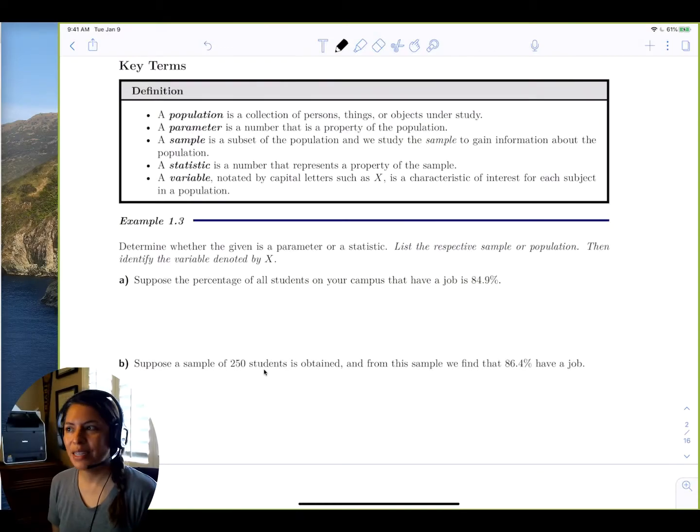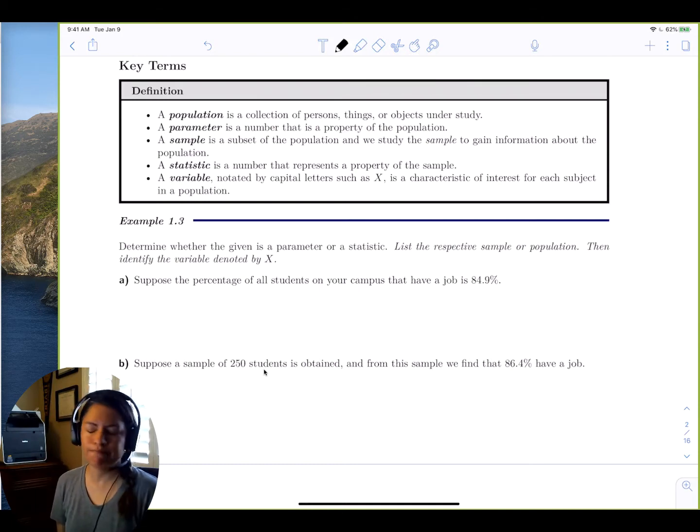Let's go ahead and continue with some key terms. This is really important because we're going to use this forever, like ever. In your research methods class, you're going to be using these key terms. They're common, and you're going to get used to it so fast.